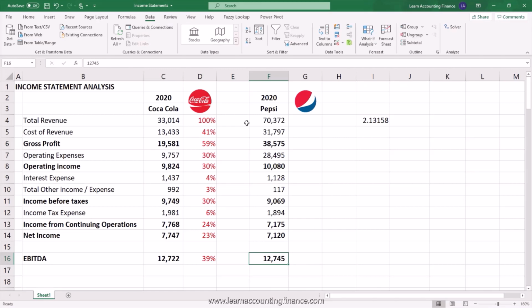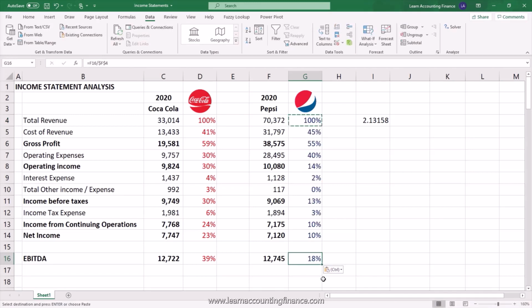And we can see that by doing the same calculation as we did for Coca-Cola. So you can clearly see here that Pepsi's EBITDA is only 18%, which I still think is very healthy, but compared to Coca-Cola of 39%. Again, there's a lot of information that usually is behind these numbers, so I don't know what's driving this. We are only looking at 1 year.